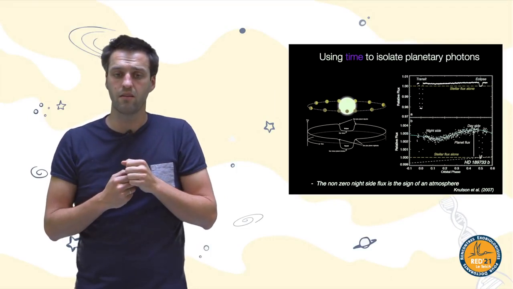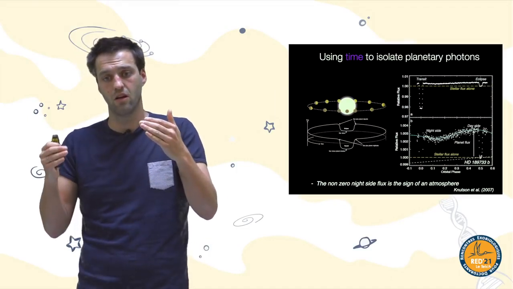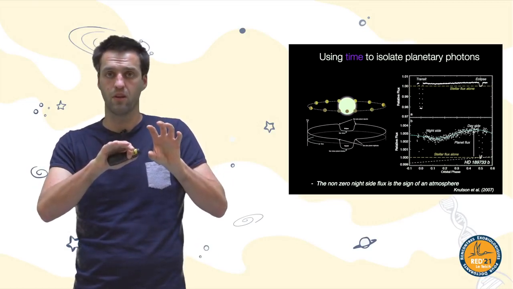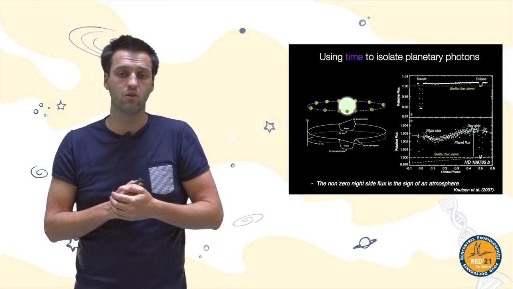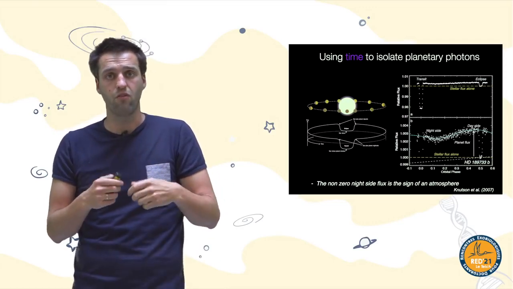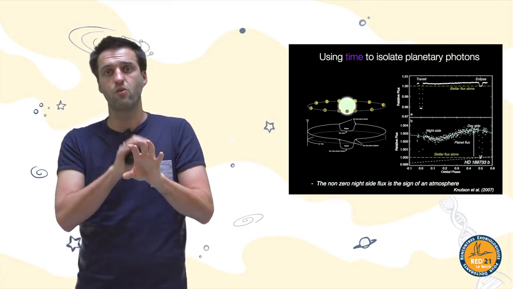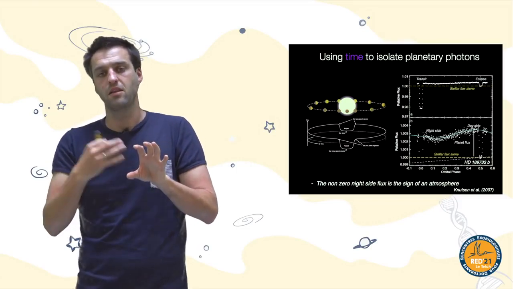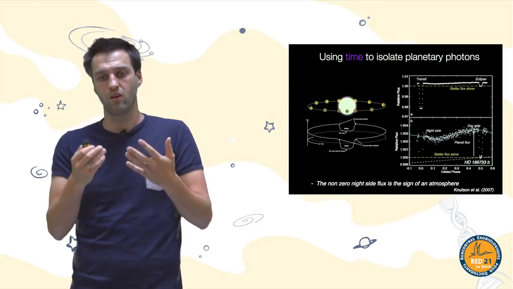What is interesting here is that we can notice that the night side flux is non-zero, meaning that the flux when the planet is really near transit is not exactly the same as the flux of the star alone. And that is really important because if we had a planet without an atmosphere, the night side of this planet should be very, very cold, and we should not see any light emitted from this surface. So it means that there is an atmosphere on this planet.